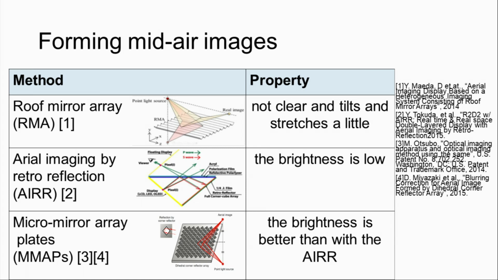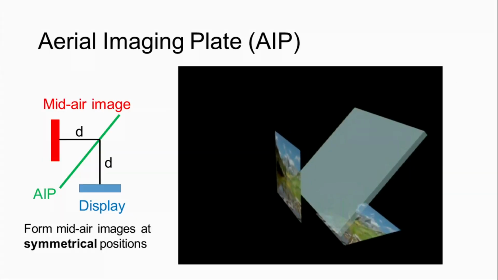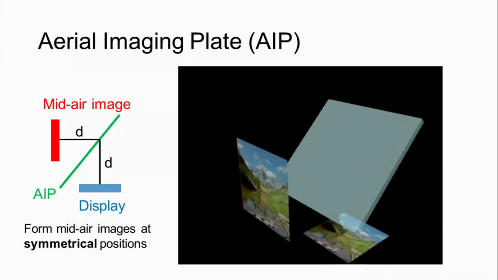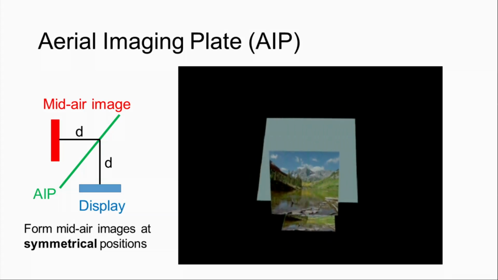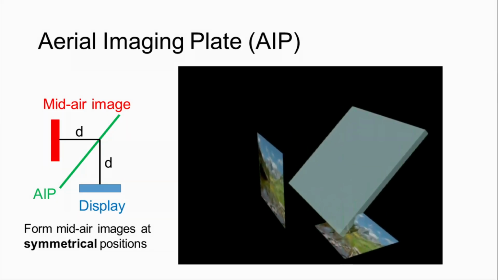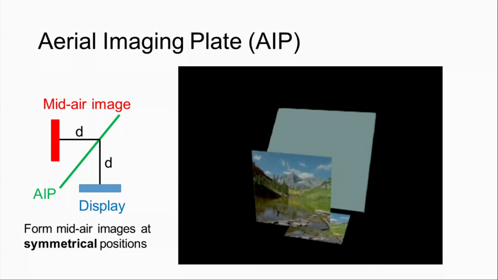There are 3 methods of forming mid-air images. From these, we decided to use micromirror array plates. MMAPs are expensive, but the brightness is better than with the AIRR, and the image quality is sufficient. One of the MMAP is AIP. As shown in the movie, it forms mid-air images at symmetrical positions. Moreover, AIP forms large high-resolution mid-air images.